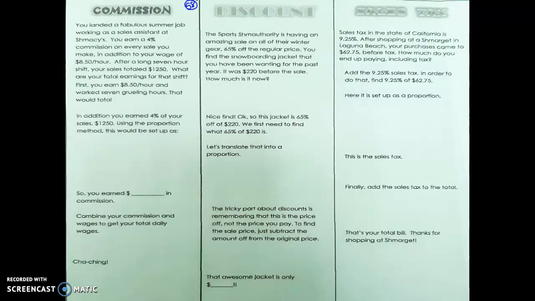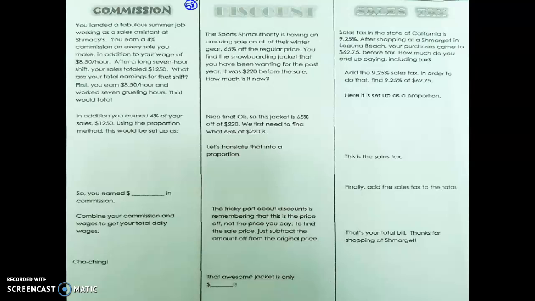The first problem says you landed a fabulous summer job working as a sales assistant at Schmacy's. You earn a 4% commission on every sale you make, in addition to your wage of $8.50 an hour. After a long 7-hour shift, your sales totaled $1,250. What are your total earnings for that shift?